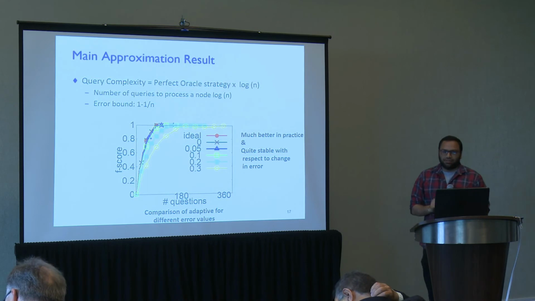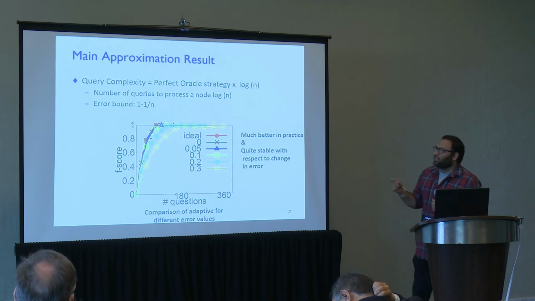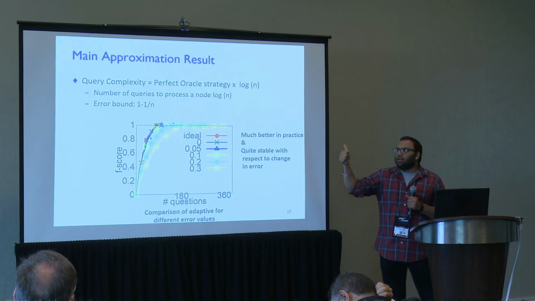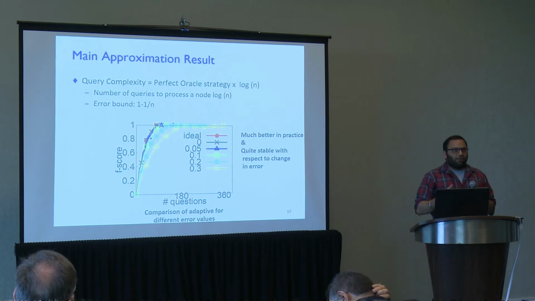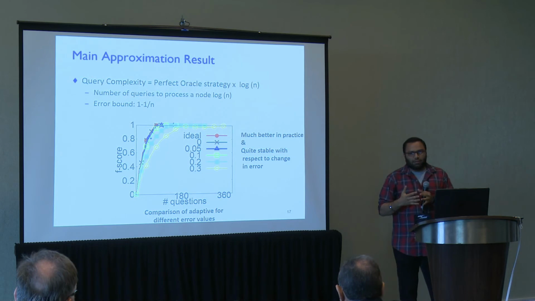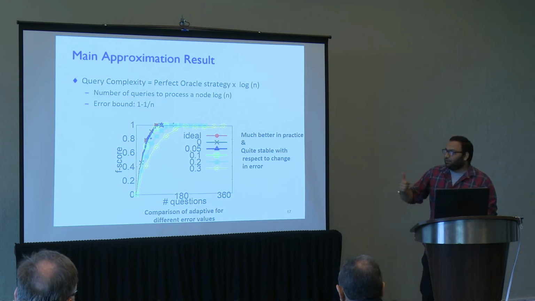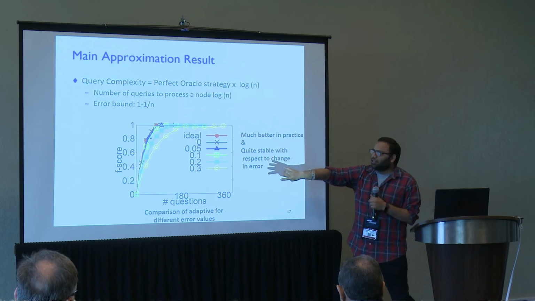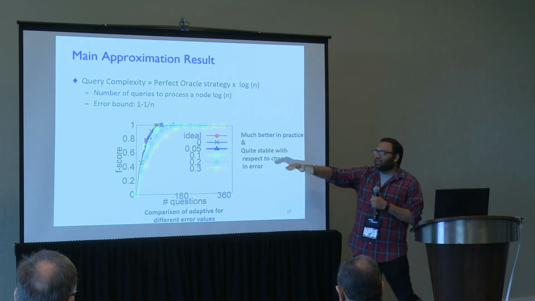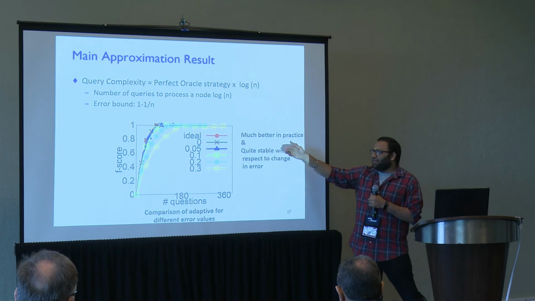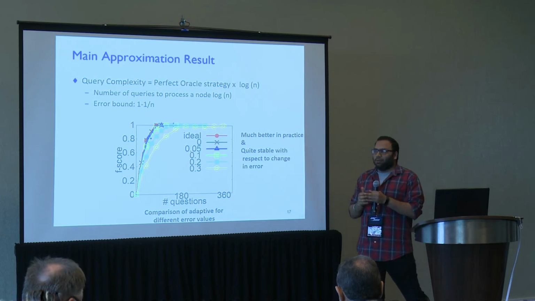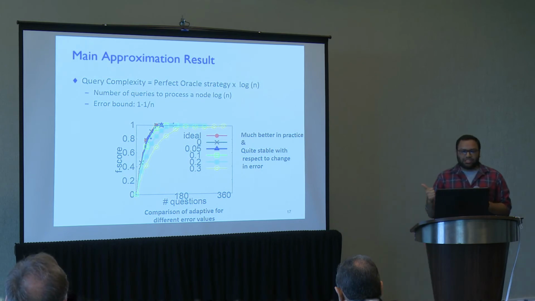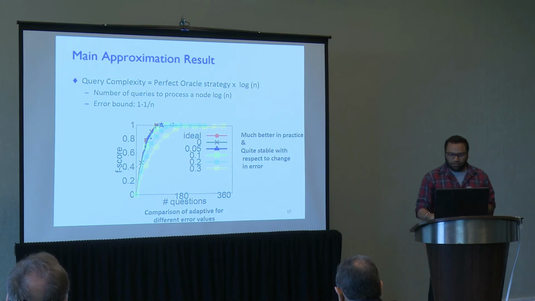Let's look at the main approximation result. The query complexity of our approach is the query complexity of perfect oracle strategy times log n. So it adds a redundancy of log n because it asks a logarithmic number of queries. But in practice, if you look at the plot, as we change the error from 0 to 0.1, our algorithm performs as good as the ideal curve. But even if the error goes up to 0.2, the query complexity does not change by a lot. So our algorithms are much more stable with respect to the error rate.